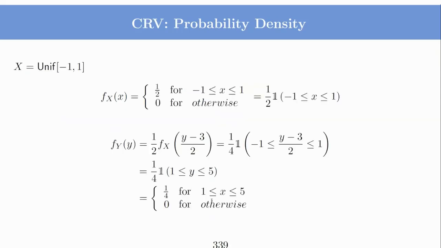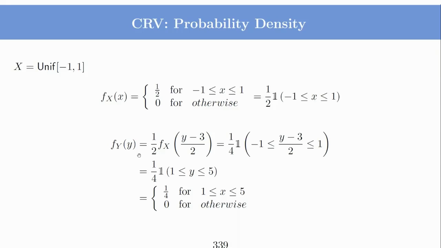We will evaluate the same for a few more questions just to see how this can be applied. Suppose x is now a uniform random variable between -1 and 1. In that case, the PDF of x is given by half if x is between -1 and 1, and 0 otherwise. This can also be written as half into the indicator that x is between -1 and 1. So if this condition is true for x, this will be half. If not, it will be 0.